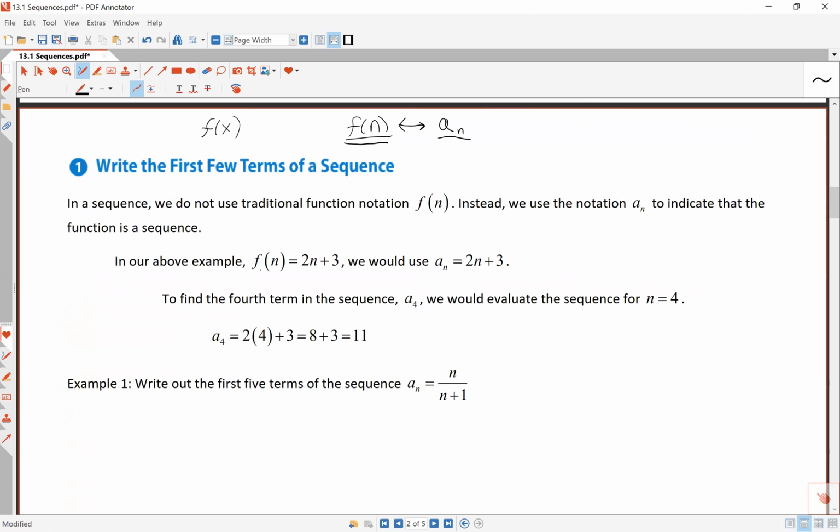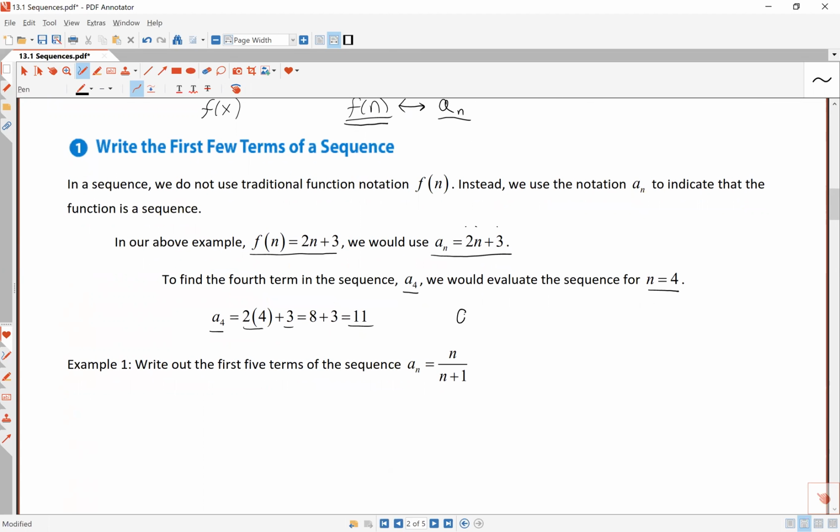For example, we used f of n equals 2n plus 3, but instead of f of n, we use a sub n as 2n plus 3. So then the fourth term in the sequence is represented by a sub 4, which means we would evaluate the sequence for n equals 4, or a4 equals 2 times 4 plus 3. 2 times 4 is 8, plus 3 is 11. The eighth term in the sequence would be found by plugging in 8, or 2 times 8 plus 3. 16 plus 3 equals 19.